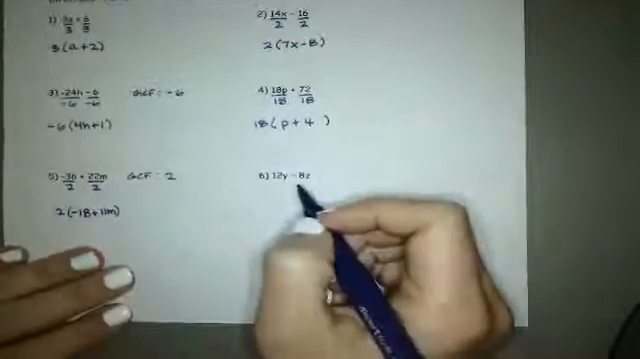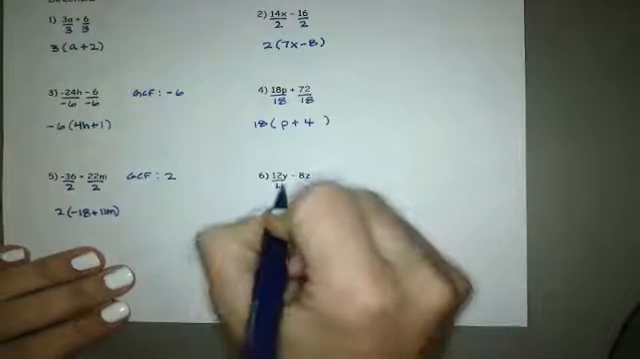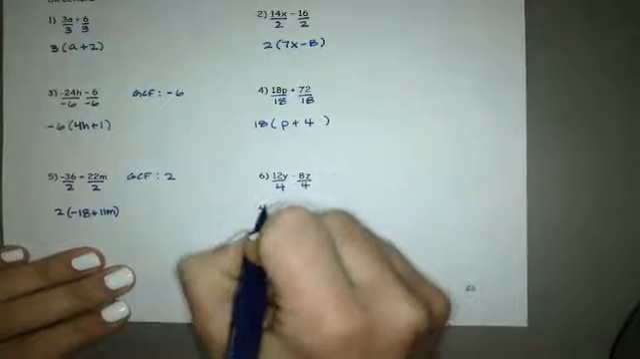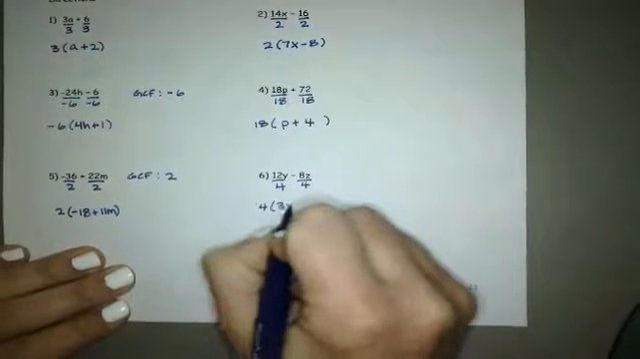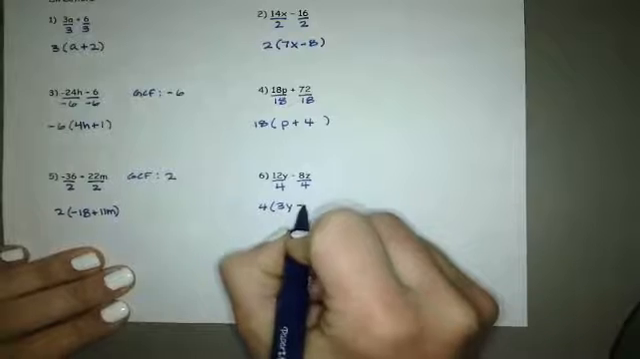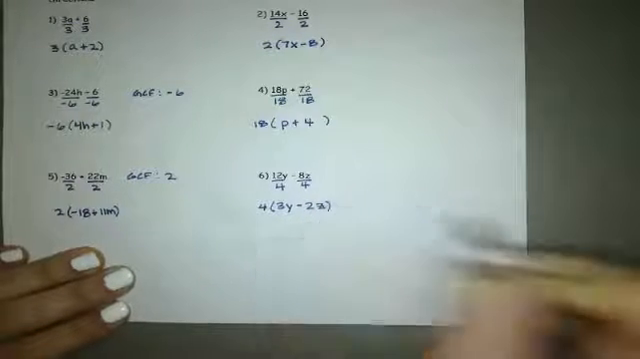And for this number 6 here, our GCF is 4. We kick the 4 out. Our first term becomes 3y. We bring down the negative, and then we get 2z.